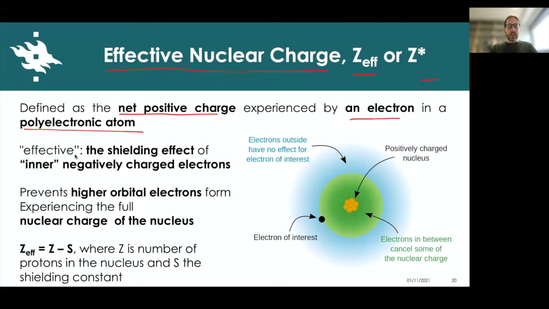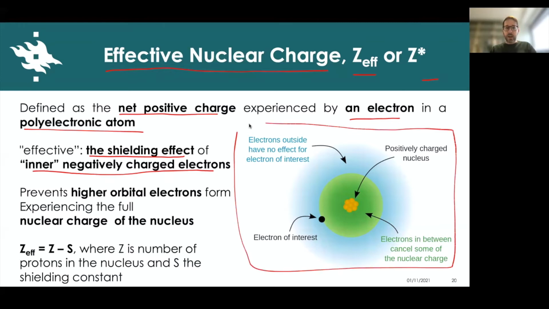Effective, because in an atom that has several electrons, when we talk about one of the electrons, this electron can experience a shielding effect of the charge that the nucleus exerts on it. And this shielding effect comes from the inner negatively charged electrons. So for example, let's take a look at this very simple representation of a polyelectronic atom here. We have the nucleus here, which is positive, and then we have an electron in this energy level, which is our electron of interest in this case.